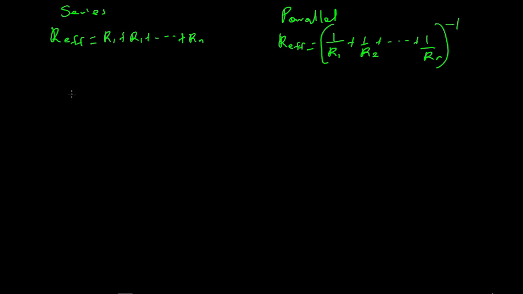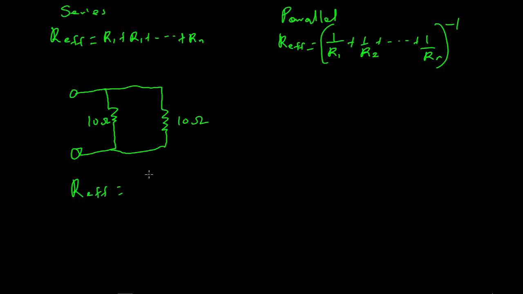If we have another circuit in this format, we have another resistor in parallel with the first resistor. Let's say this is a 10 ohms resistor and this is another 10 ohms resistor. From our visual inspection, we can easily know that this is a parallel circuit, and to find the effective resistance of a parallel circuit, we have (1/10 + 1/10) raised to the power of minus 1.